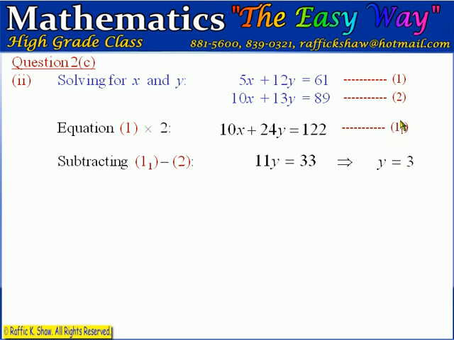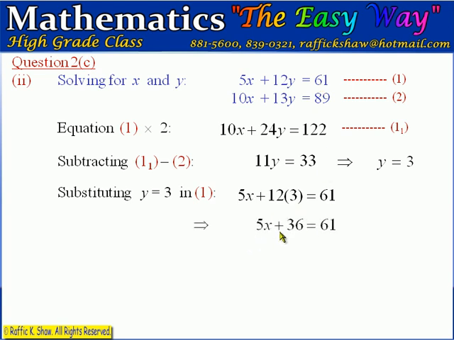And now we need to find the x value to go with this y value, and we can find that x value by substituting in any one of these three equations. And let's choose equation 1 for this next step. So we're going to substitute the y equals 3 into equation 1 so we can find the x value from equation 1. And by doing that, it becomes 5x plus 12y, y is 3, so it becomes 12 multiplied by 3 here equals 61 from here.